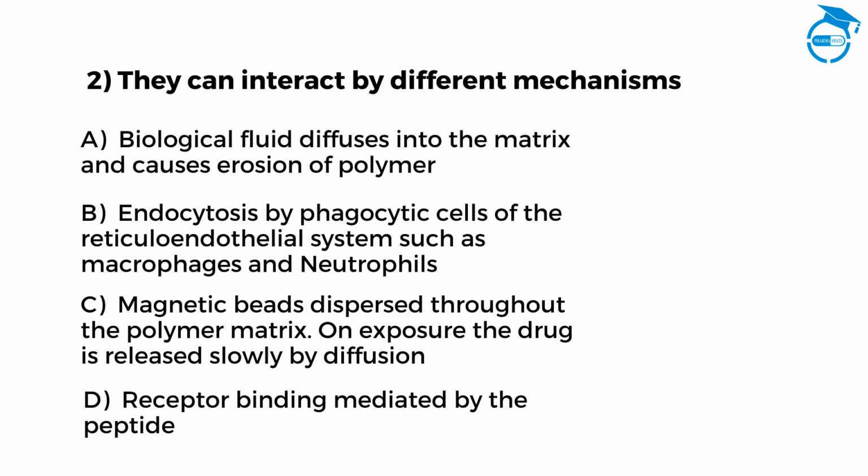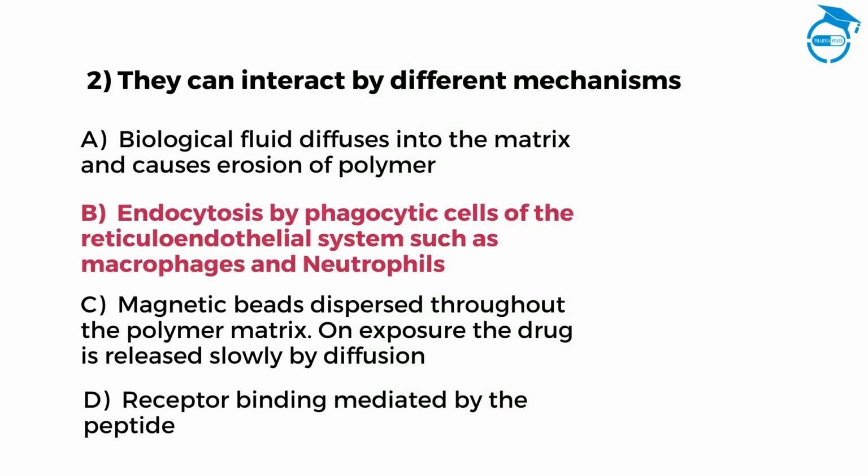Let us see the correct answer. The right option is B, which is endocytosis by phagocytic cells of the reticuloendothelial system such as macrophages and neutrophils. I hope you are participating in the test and writing the answers in the comments. That is awesome. Let us move ahead.